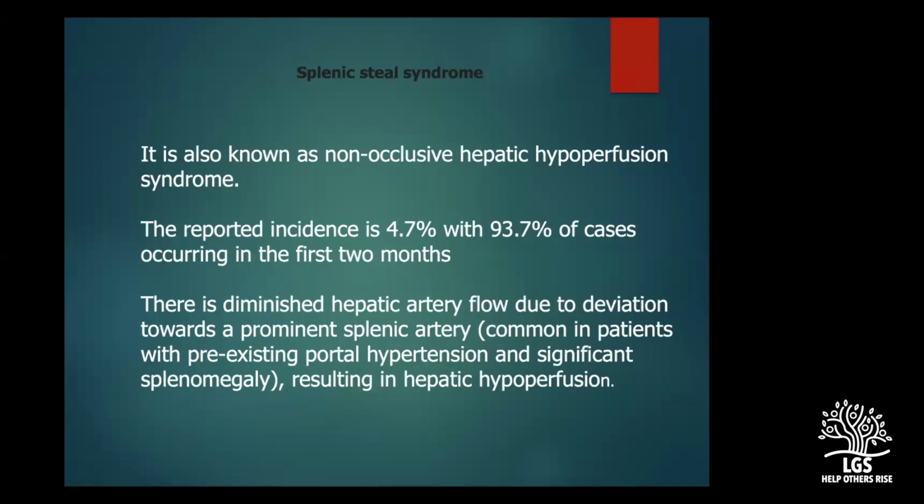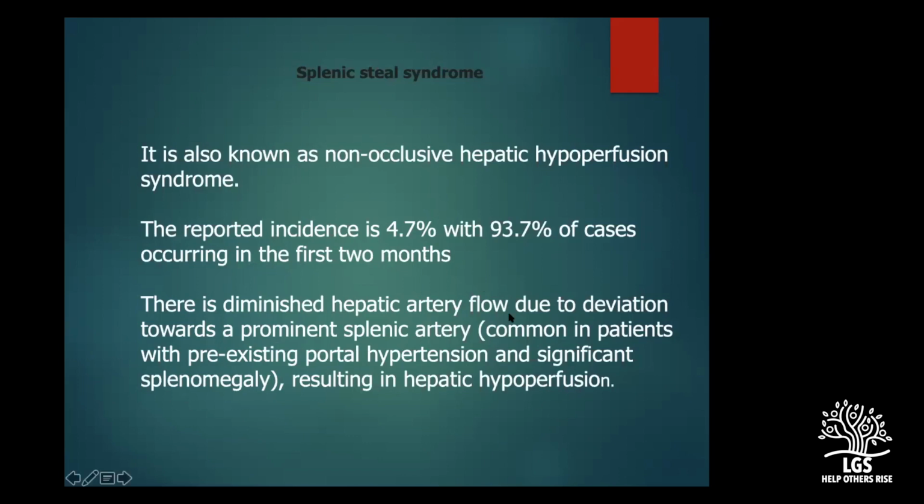Now, one important thing when it comes to the hepatic artery that we need to understand is splenic steal syndrome. Sometimes we see that the hepatic arteries are so tiny compared to the splenic arteries, and when we do Doppler, we'll be struggling to find the hepatic arteries. In those scenarios, it is important that we understand that it can be splenic steal as well. It is a non-occlusive hepatic hypoperfusion syndrome. The reported incidence is about 5%, with 94% of the cases in the first 2 months.